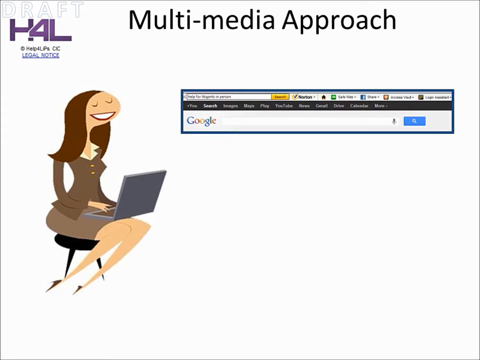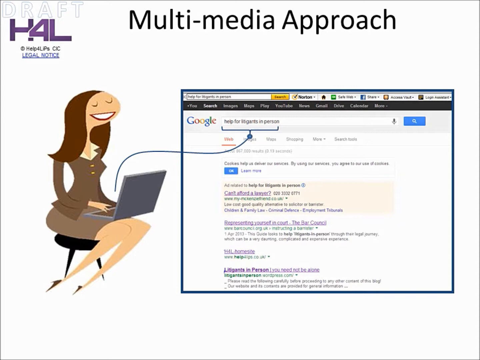A person in dispute goes to their favorite internet browser and decides, I'm going to do a search. In this case, this person is searching for help for litigants in person. Now, when I did this search for this video, I discovered that out of the first 3 hits that Google came back with, 2 of them were ours, H4L's. So let us assume that in this case, the person chooses a H4L's website.